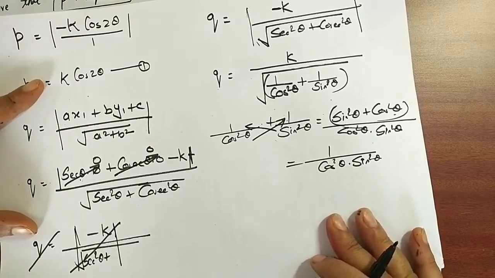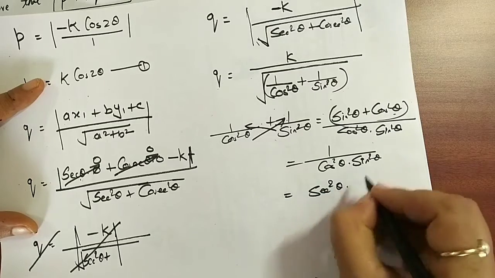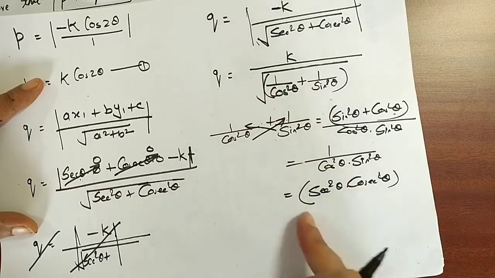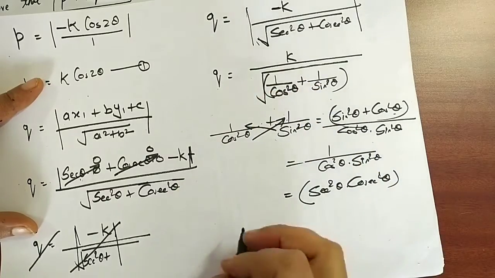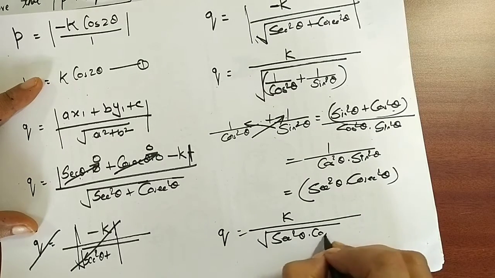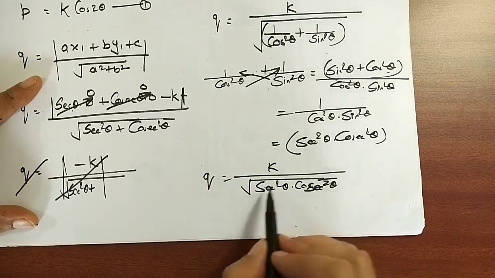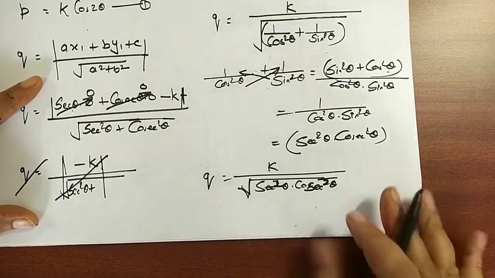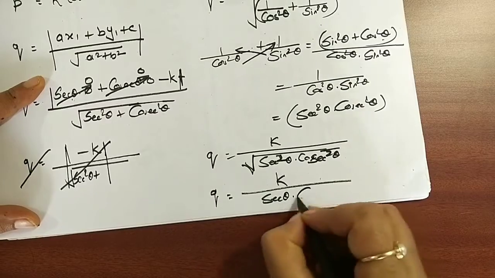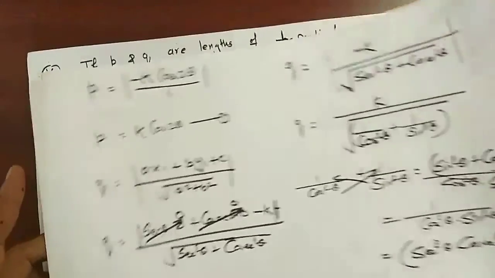Okay, and what is 1 by cos square theta? It is nothing but sec square theta, and this is cosec square theta. So this plus this square is coming this, so I will put it here. I will write q is equal to k by root of sec square theta and cosec square theta. When I take under root, this square will go, correct? So q will become k by sec theta into cosec theta. Okay, I need to further simplify it.